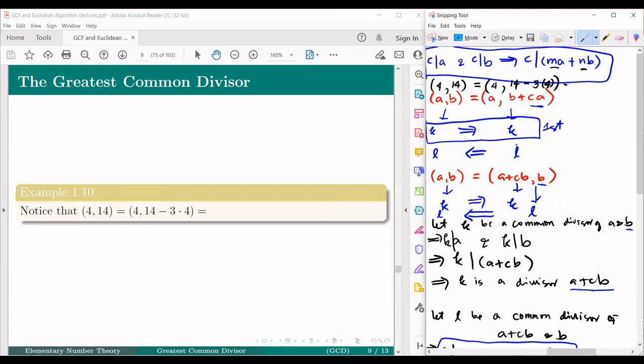So the GCD of this is equal to 2. Or we can simplify this as 4, 2, and then the GCD is 2. And their GCD is the same. The GCD of 4 and 14 is 2. You can check it. And the GCD of this is 2. So we just gave here an example from our previous theorem. So that's all for now.